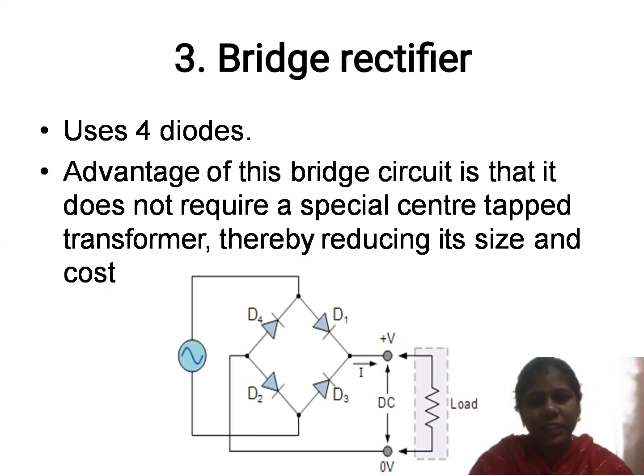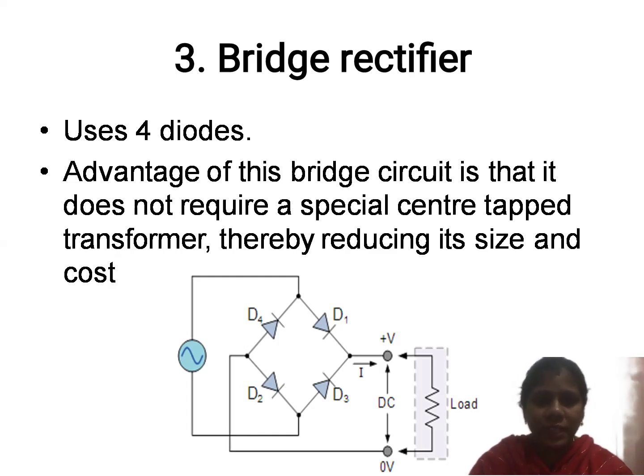The bridge rectifier is used with a normal transformer, but here the number of diodes is increased. In the full wave rectifier using a center tapped transformer, we use only 2 diodes, but now here we are going to use 4 diodes.